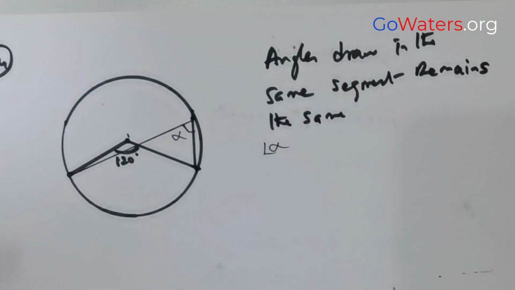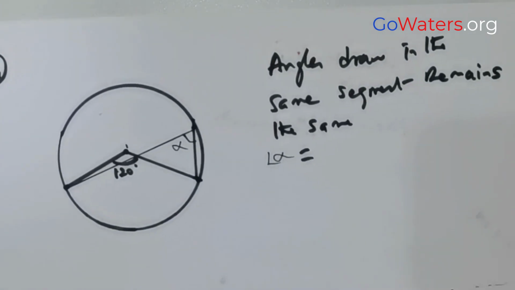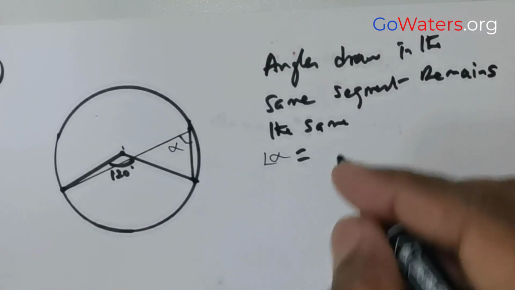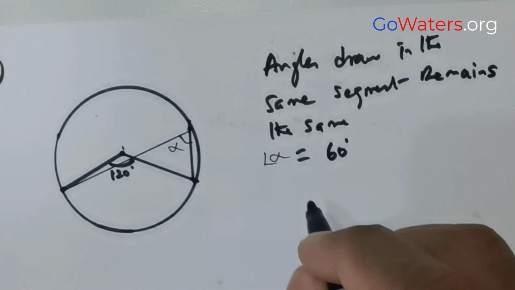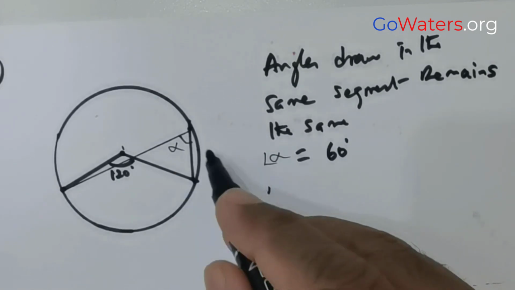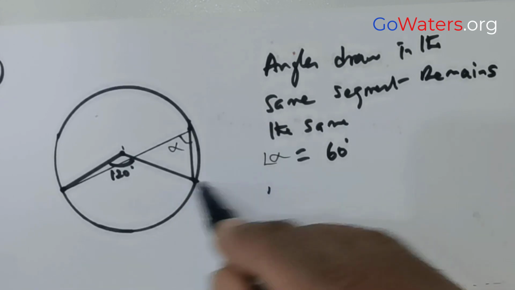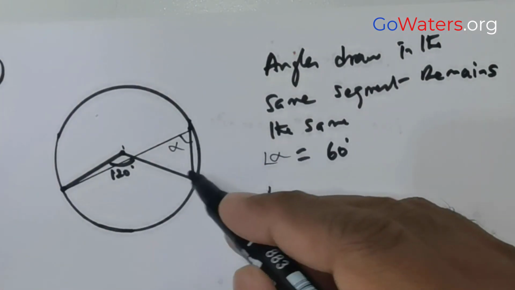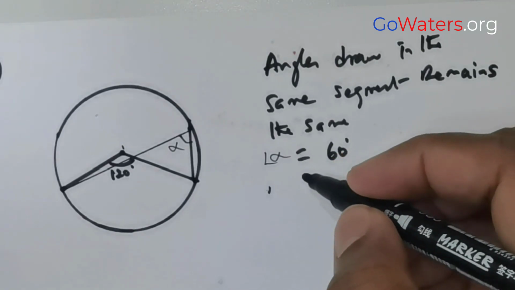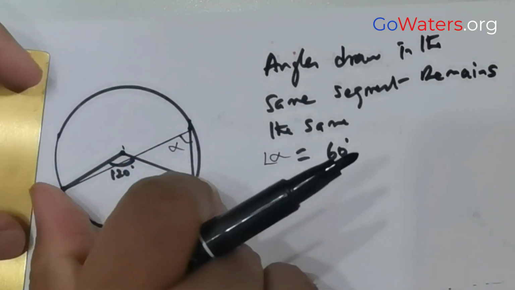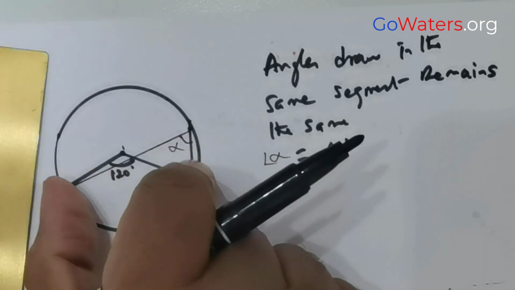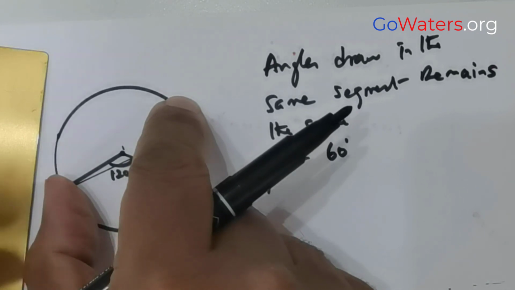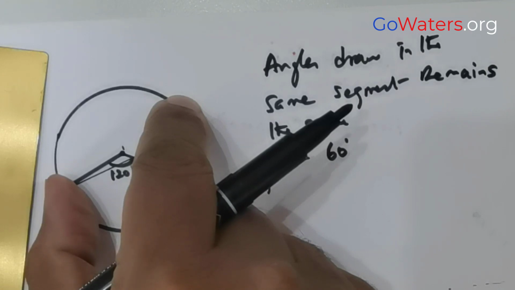So what is alpha? Can you take a guess, or can you get the value of alpha from the information that I have shared with you? Of course, alpha will be 60 degrees because of the fact the inscribed angle is half the central angle. Central angle is 120, and so alpha is going to be 60 degrees. Now the question comes here: what if I were to move the angle from here to over here? What would the value of alpha be? That's an all important question, right?